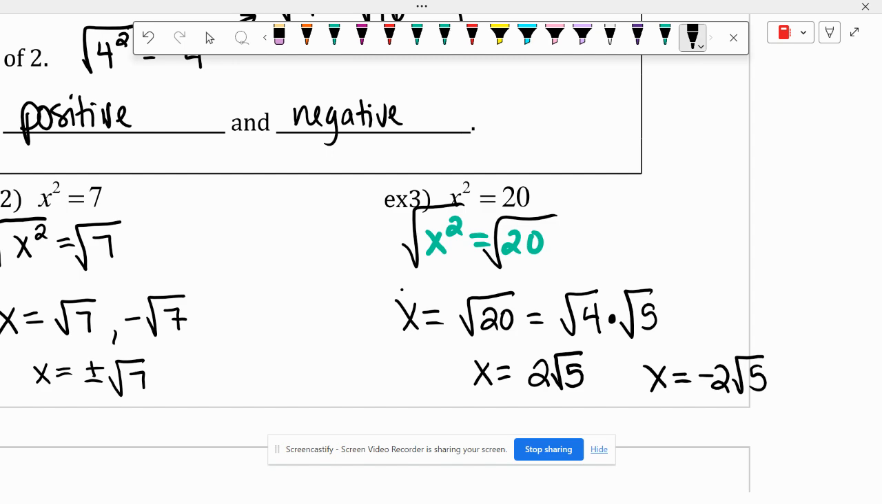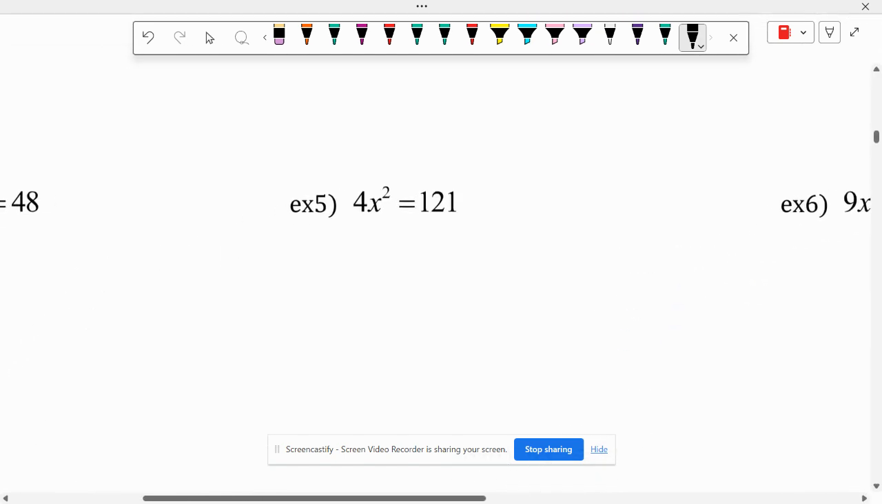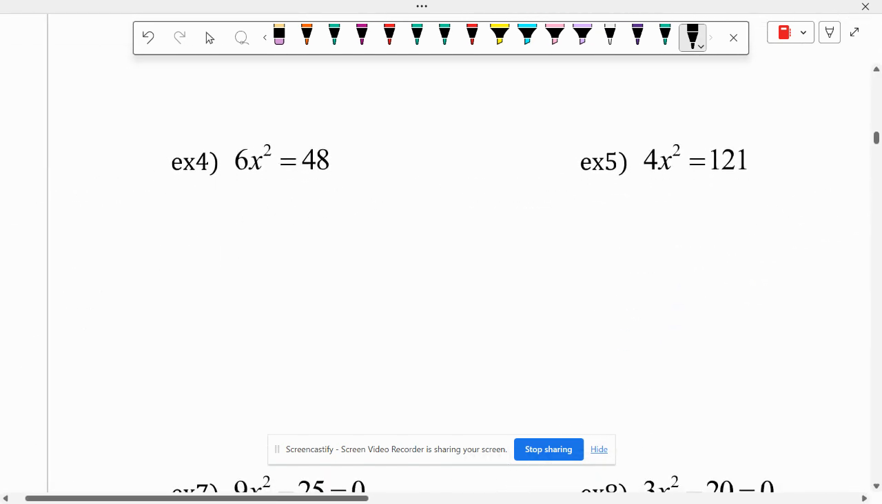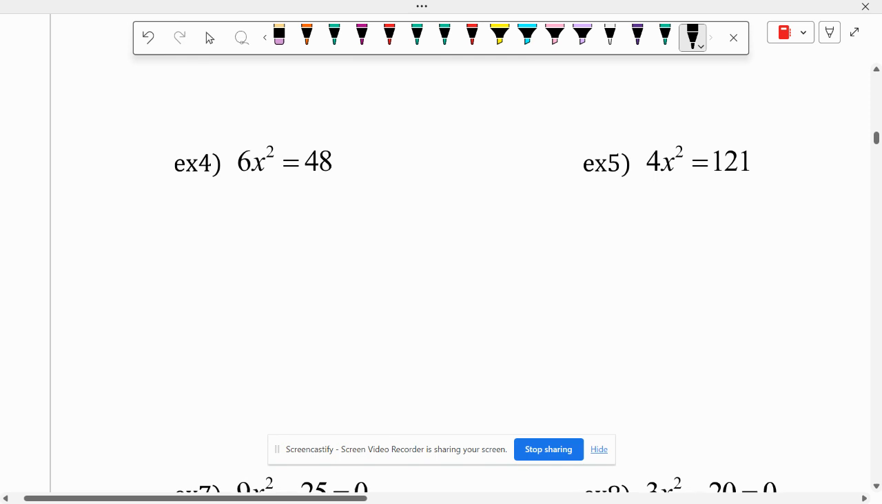Okay, example number 4. So I have to get x squared all by itself. What do I need to do? That says 6 times x squared. What's the undo of times? Divide. Vanessa, are you taking notes? Pick up your pencil. Divide both sides by 6. So x squared equals, what's 48 divided by 6? 8.